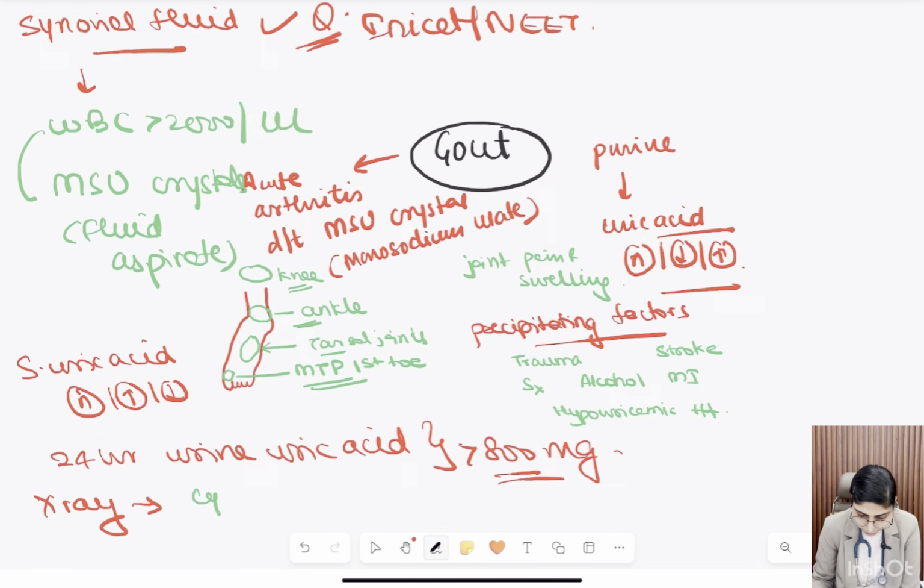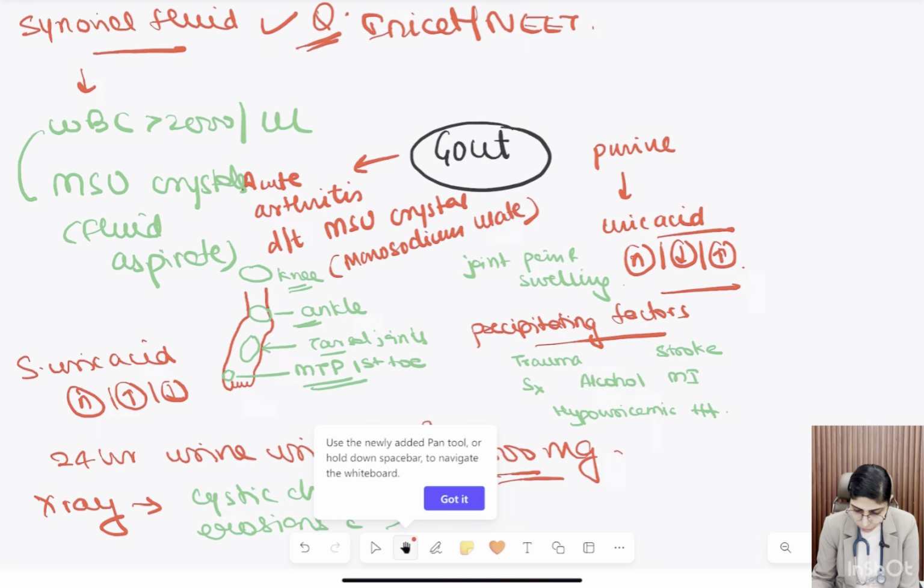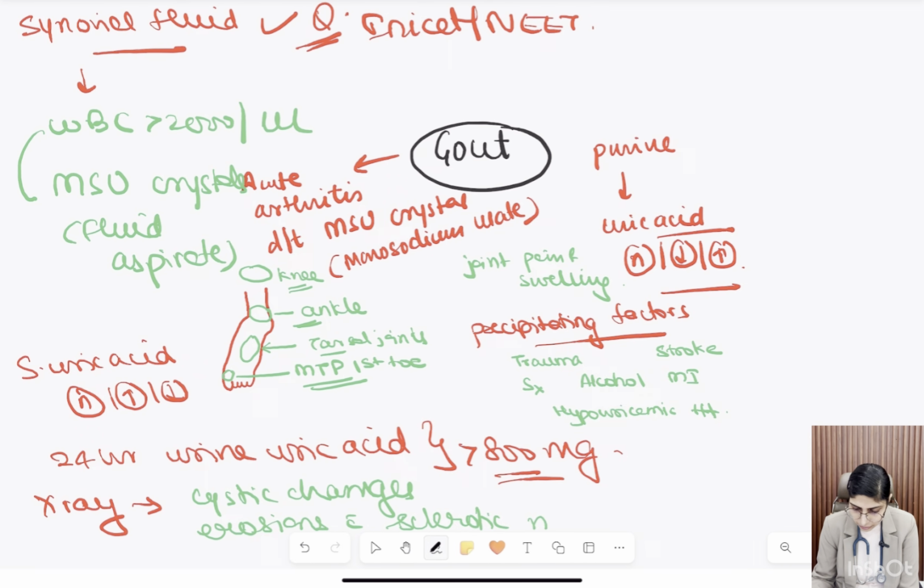In the X-ray of the joint, you can find cystic changes and you can find erosions. Can you tell me one arthritis that doesn't have erosive arthritis or doesn't have erosions on X-ray? I think many of you have guessed it already. It's SLE, right? So cystic changes and then erosions with sclerotic margins. Okay, so this is one thing.